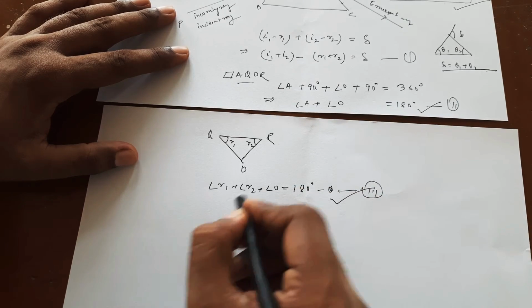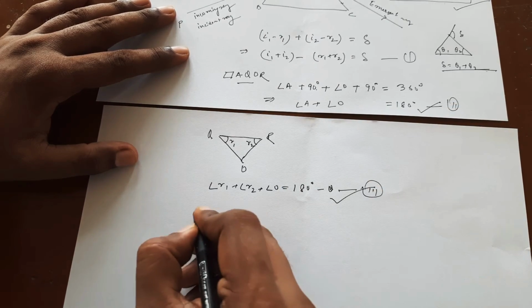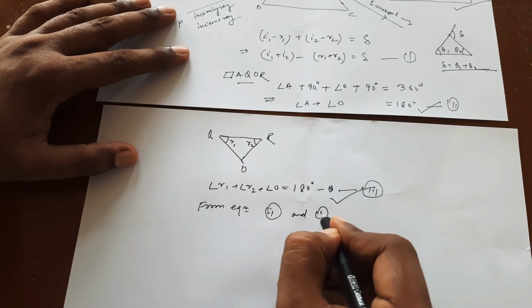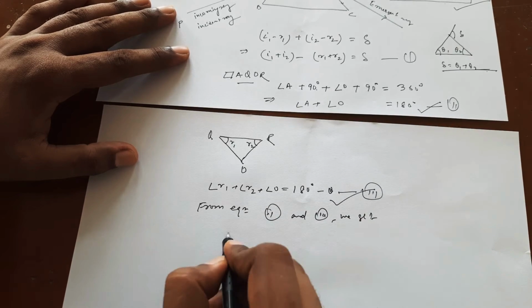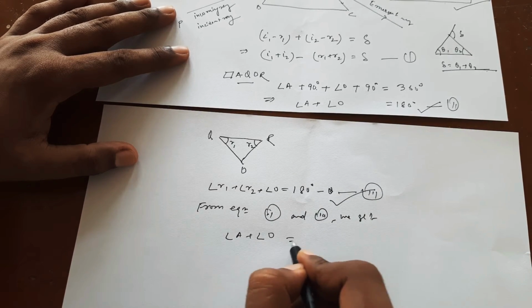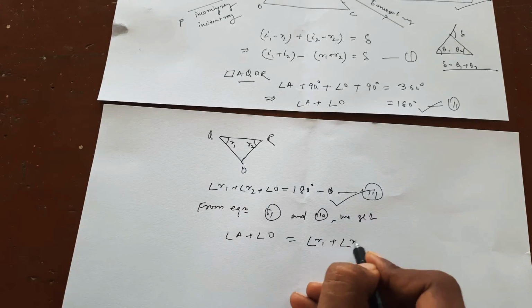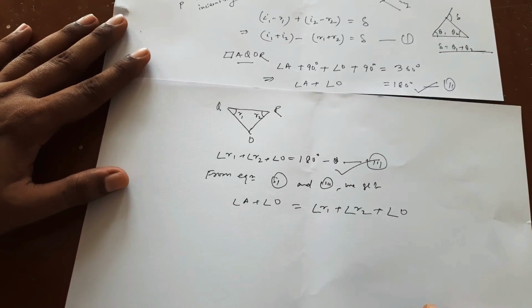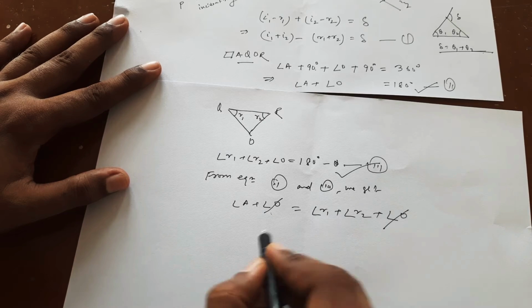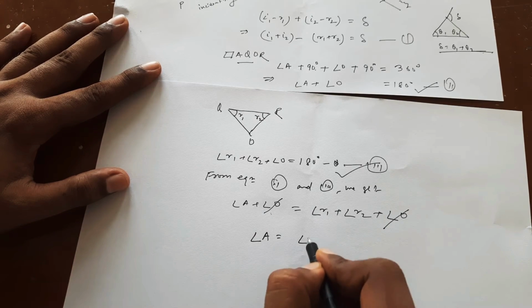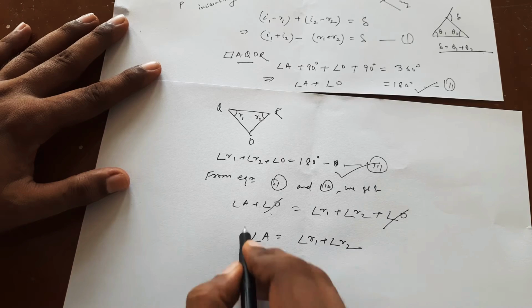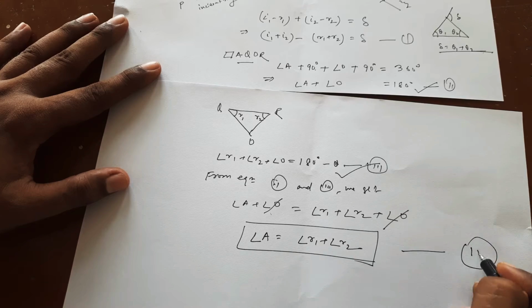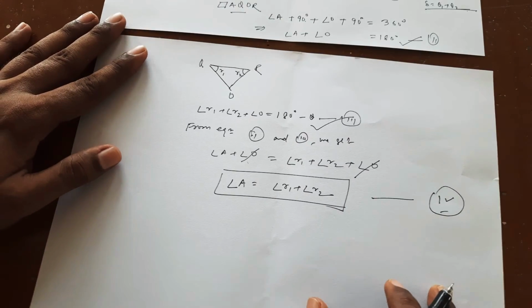This one right hand side is 180 degree, this one right hand side is also 180 degree. So we can equate equation 2 and equation 3. So from equation 2 and 3 we get angle A plus angle O is equal to angle R1 plus angle R2 plus angle O. See, something is cancelling out and that one is angle O. So in short we are getting angle A is equal to angle R1 plus angle R2. So this is an important expression. Let us suppose this one is our equation 4.